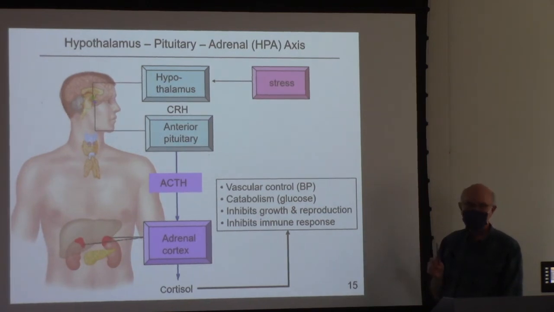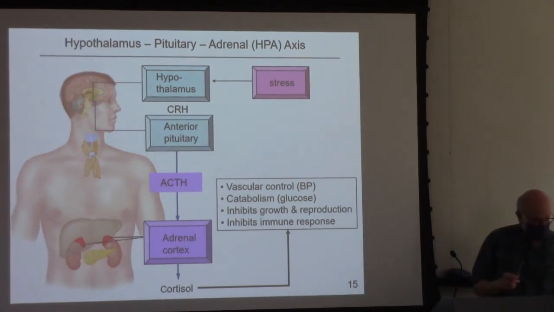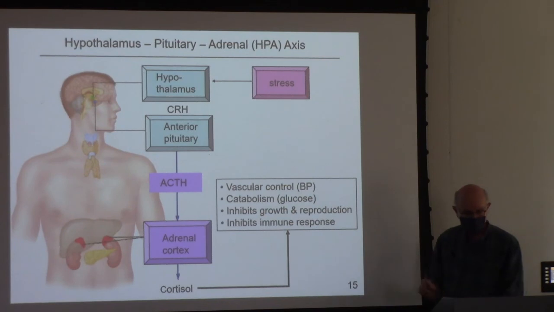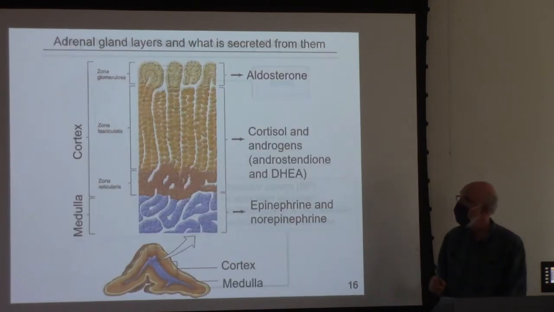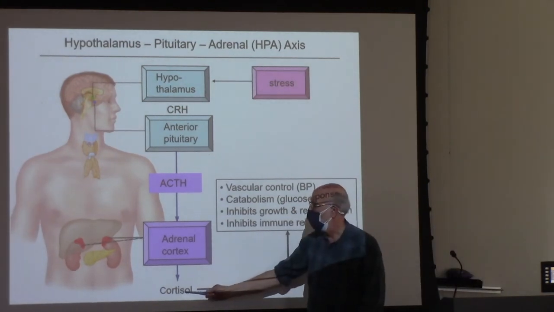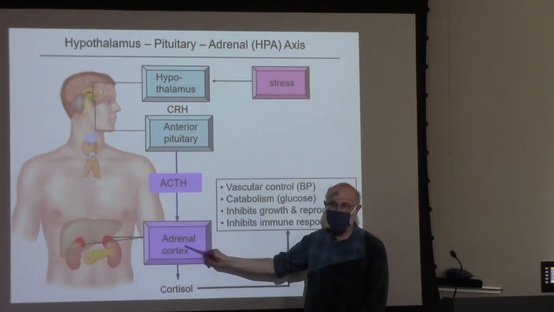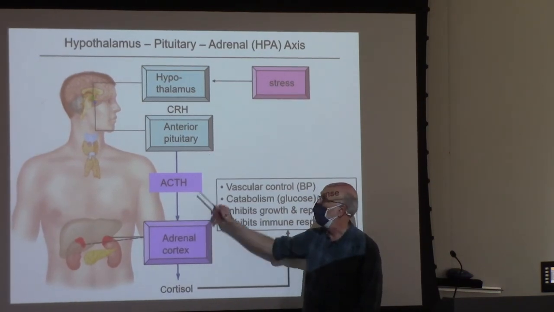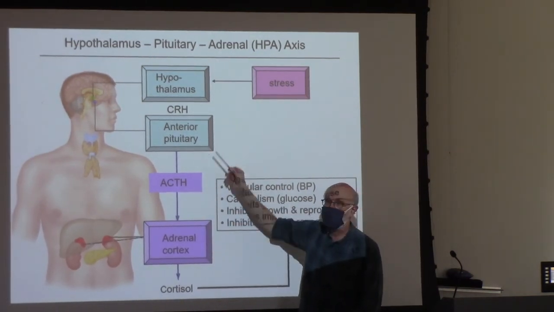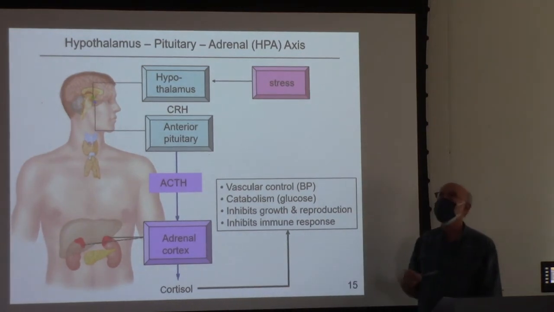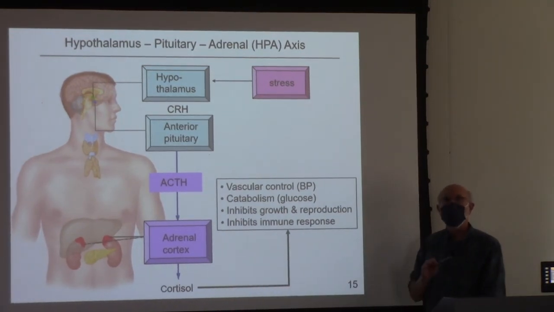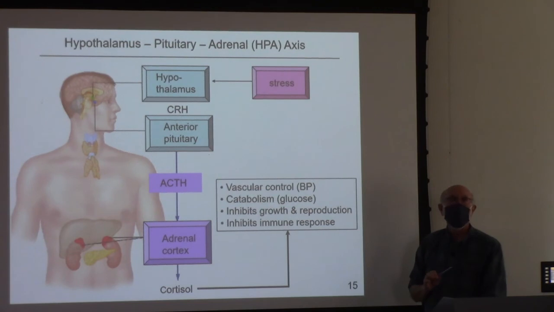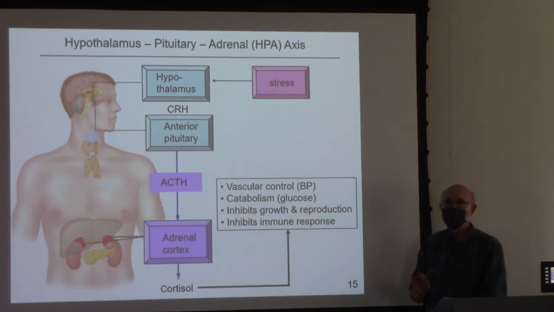I'm going to do one more slide and then push things off until Wednesday. Let's talk, so cortisol is produced by the adrenal gland. The adrenal gland is the important target of ACTH that is produced by the anterior pituitary. Let's talk about the adrenal gland for a minute from an anatomical perspective, and then we'll finish up for today.